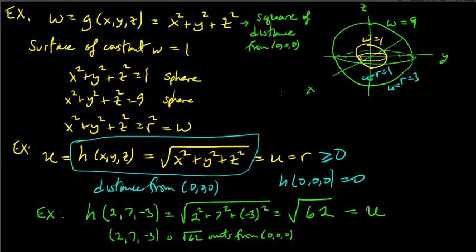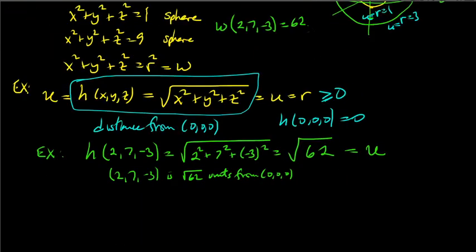And then w, of course, would be 62. So w at the same point will be 62, instead of the square root of 62. It's the square of the distance.